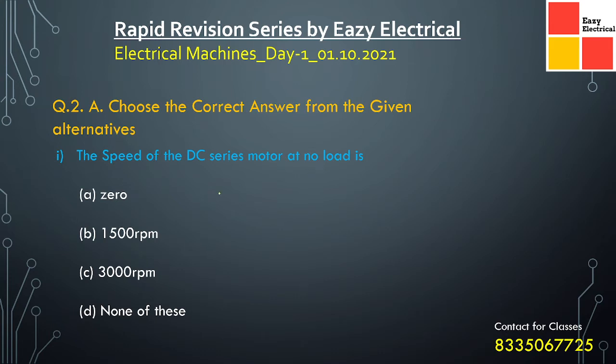Now coming to the next question: the speed of the DC series motor at no load is 0, 1500 rpm, 3000 rpm, or none of these. First you just pause and try to give the answer. Now I will discuss.